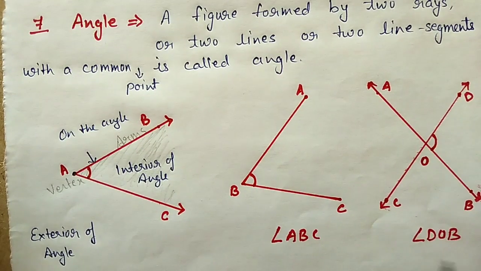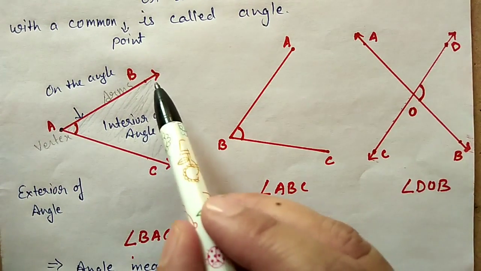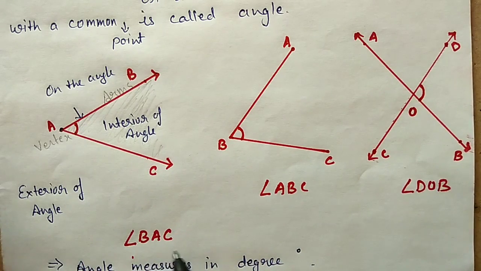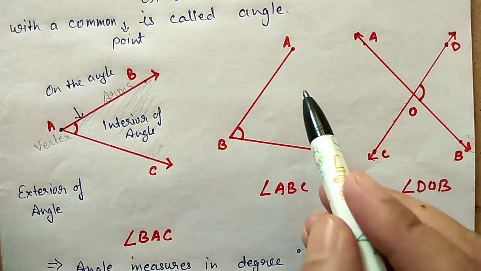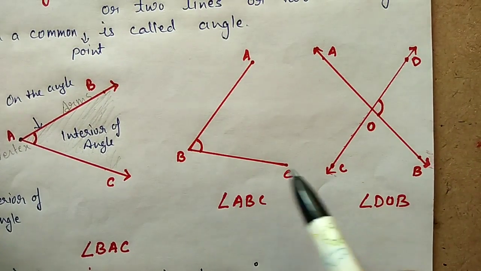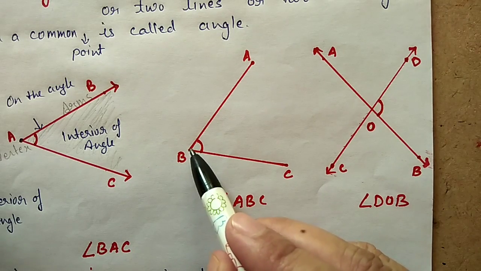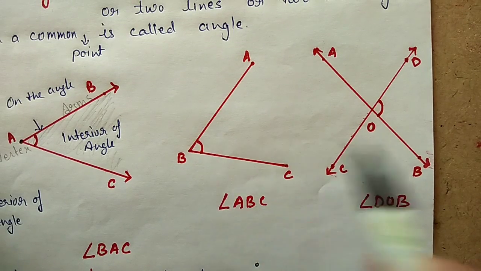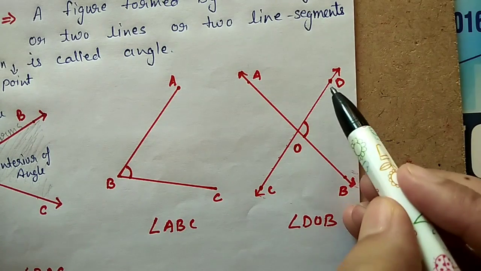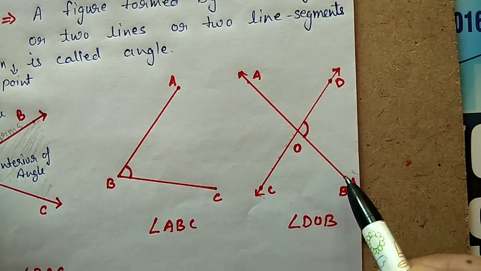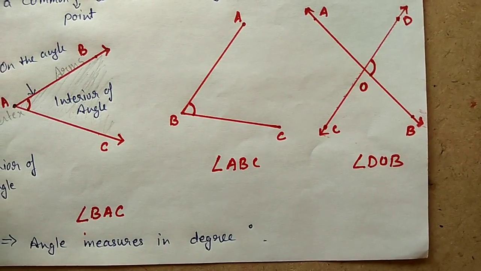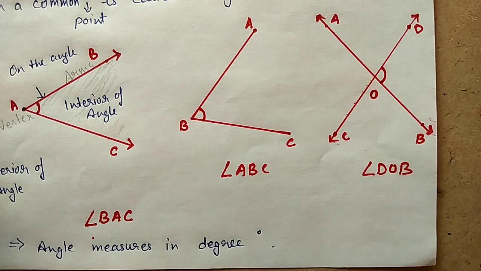And how to write an angle? We can write it like this: angle BAC. The common point should come in between. Similarly here we can write it as angle ABC, because B is the common point where the angle is forming. In this third one, if we are talking about this angle, then we can write angle DOB. And how to measure? Angles are measured in degrees.